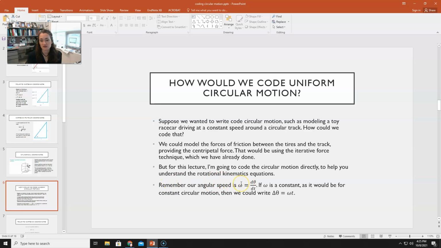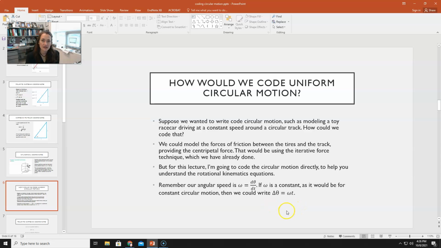Omega is our angular speed, and that is the time rate of change of our angle theta. So we write it as d theta dt. Now, if omega is a constant, then it would be pretty easy to find our angular update equation. You just multiply through both sides by dt and integrate both sides. So you would have the integral of d theta is equal to the integral of omega dt.